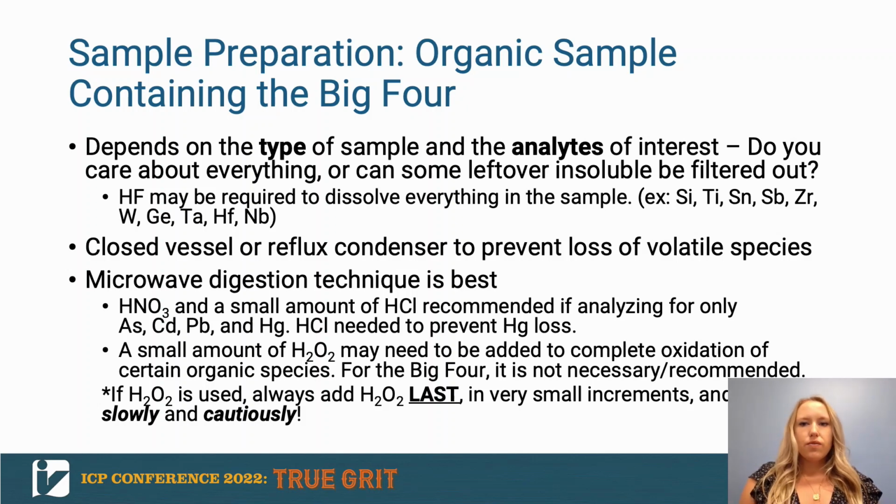We recommend a closed vessel digestion technique using microwave digestion for a Big Four analysis of cannabis or hemp. This will only require nitric acid along with a little bit of hydrochloric acid to stabilize mercury. Some samples may require hydrogen peroxide to achieve complete oxidation of all organic species, but this is generally not necessary for cannabis and hemp samples.